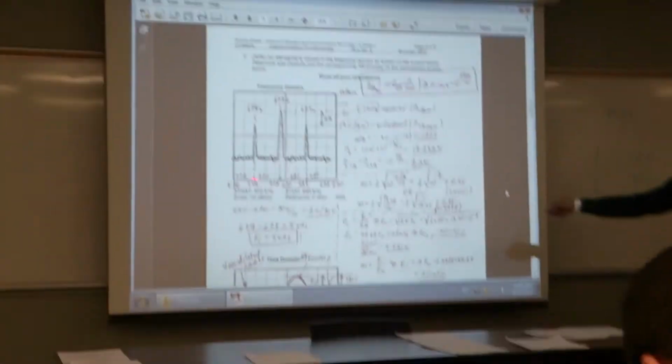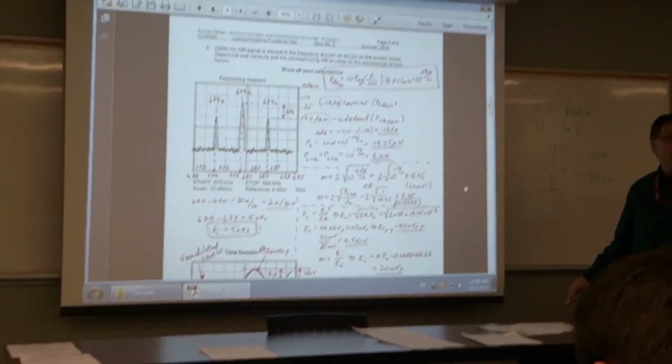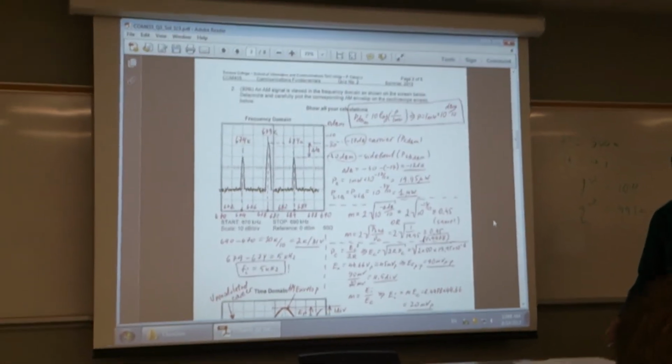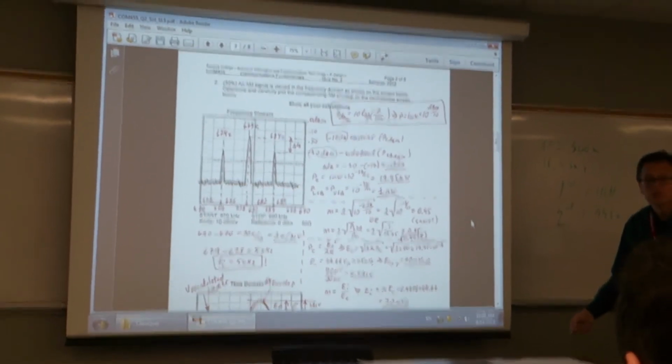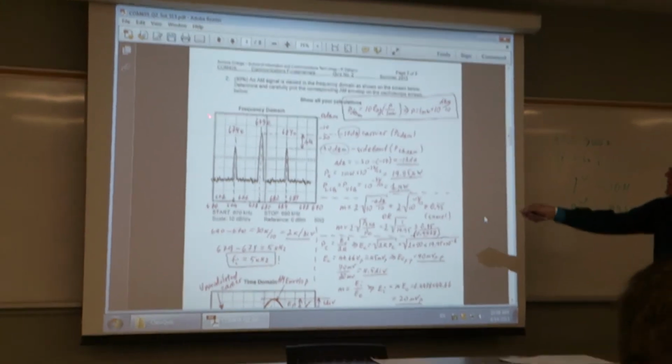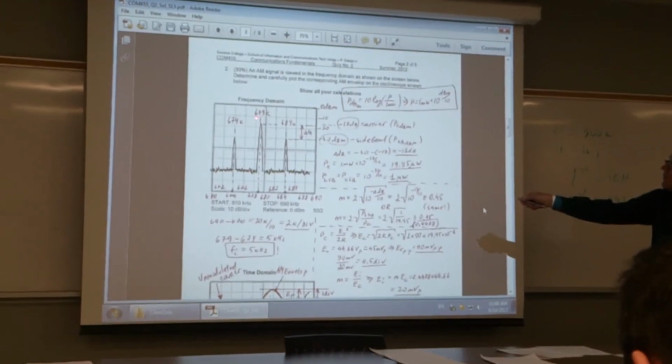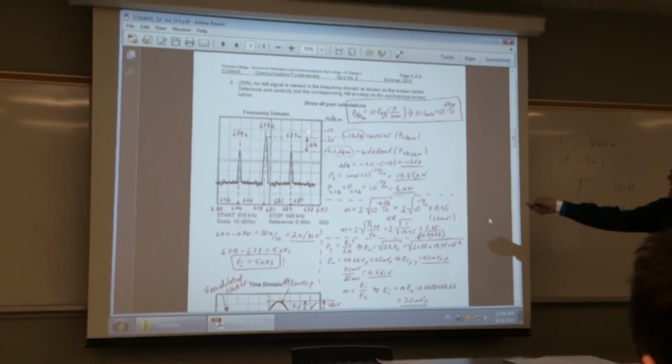Again, some of the students, for some reason, divided the span by 9. I don't know why. Because it's 10. 1, 2, 3, 4, 5, 6, 7, 8, 9, 10 divisions. Why divide by 9? I don't know. And all this can be, of course, wrong.